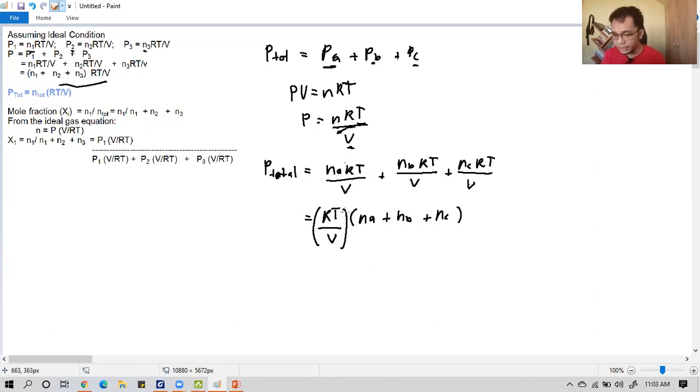So, let's just rearrange the equation. So, we have the moles of gas A plus the moles of gas B plus the moles of gas C. And by the way, letter n po yan. So, that's RT over V. And then, let's impose dito. So, we have this expression as our equation 1.